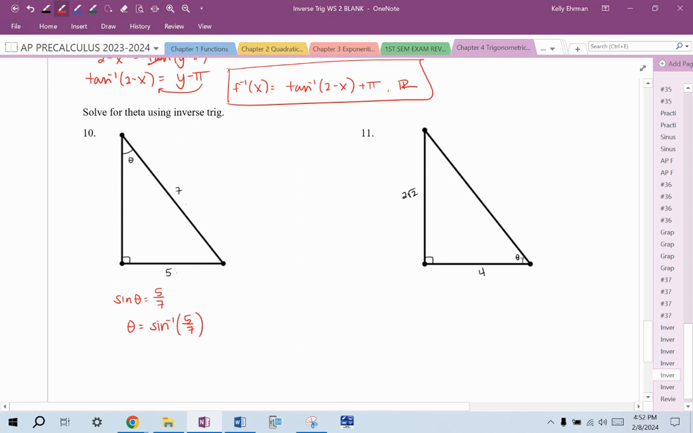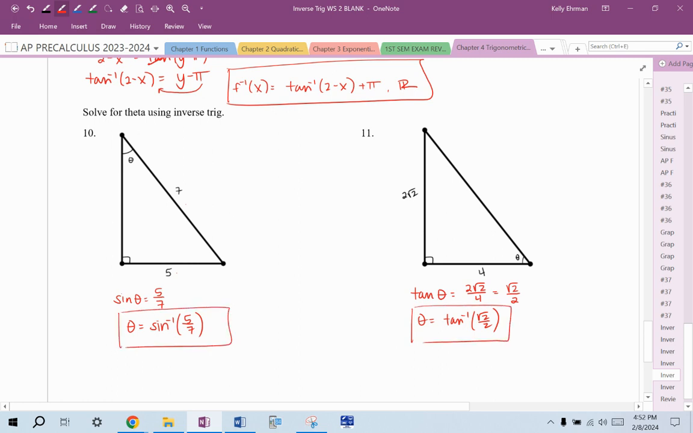And on this one, because I have opposite and adjacent, I would use tangent to begin with. Tangent of theta equals 2 radical 2 over 4. And let's simplify that. 2 over 4 on the outside makes this radical 2 over 2. Solve for theta by taking the inverse tangent of radical 2 over 2. And that, by the way, is not pi over 4 because it's inverse tangent of radical 2 over 2.